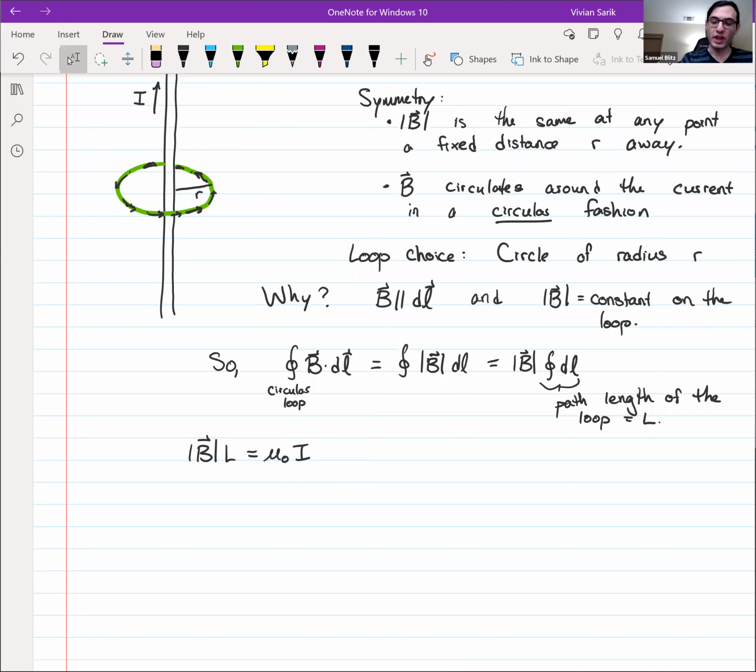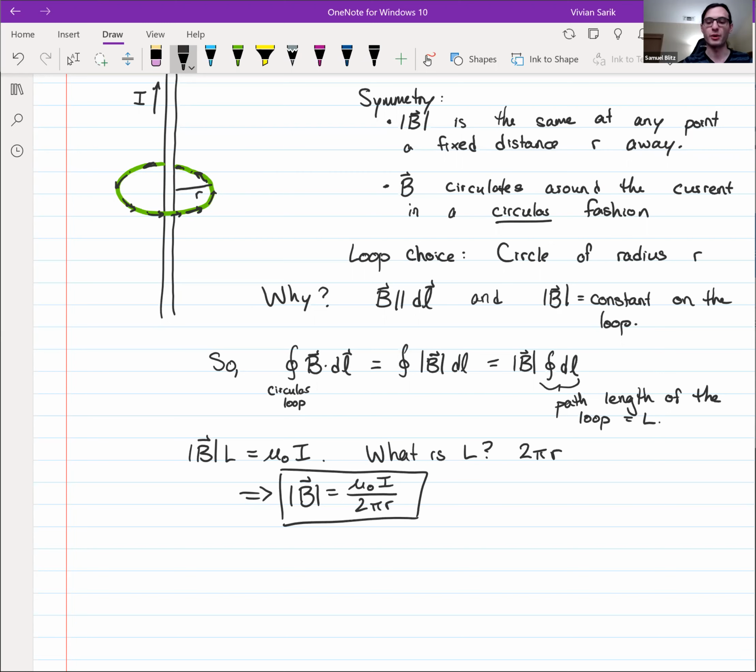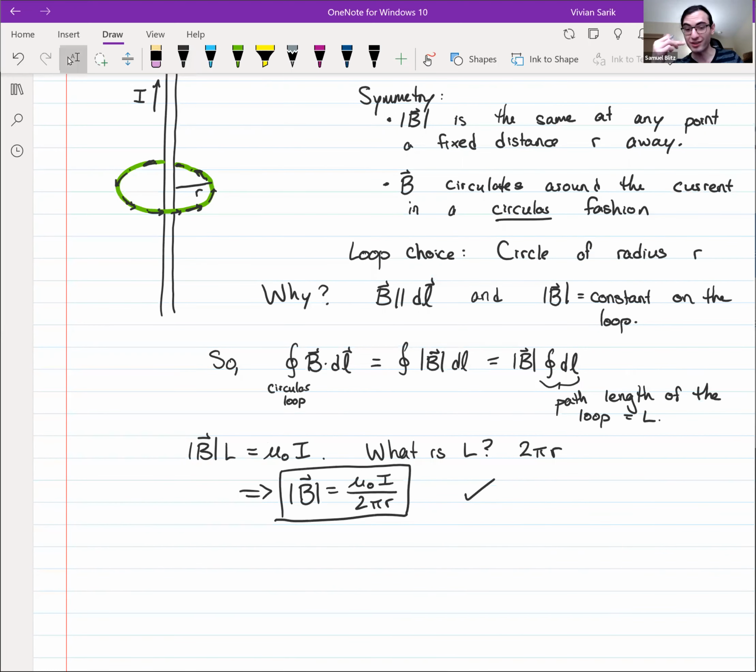Right, and so then all we have to do is figure out what is L. But L is easy, it's the path length of the loop. It's just 2 pi r. And so what we get is that the magnetic field is just mu naught I over 2 pi r. And this is exactly the value that we found last time when we were solving the same problem using the Biot-Savart law. So it's a good check that it works. And indeed, this is a much easier way to compute it, right? You don't have to do any integrals. You just have to make a good choice, and then it solves itself.